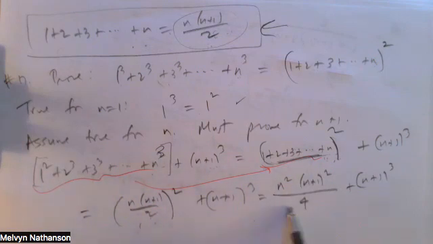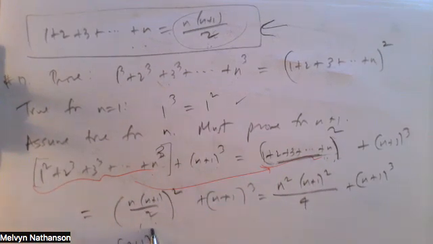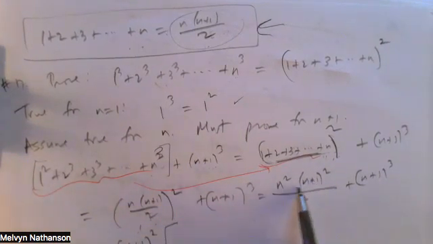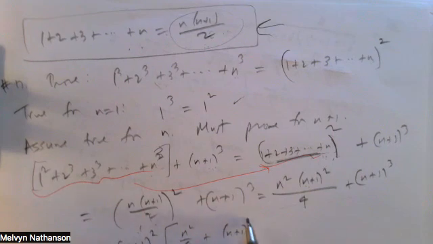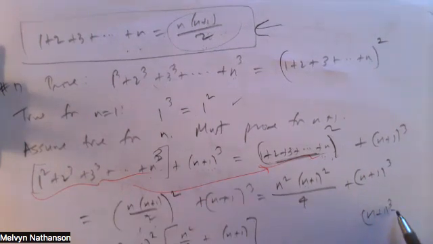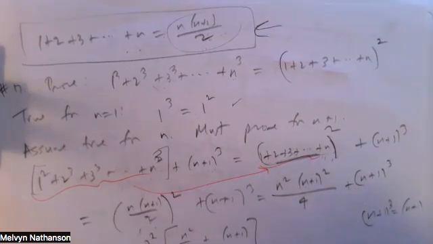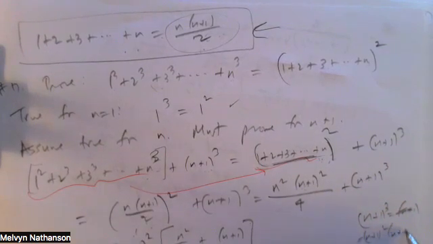And from this, I can factor out n plus 1 squared. If I factor out n plus 1 squared, I get n squared over 4 plus n plus 1. Because n plus 1 cubed is n plus 1 squared times n plus 1.